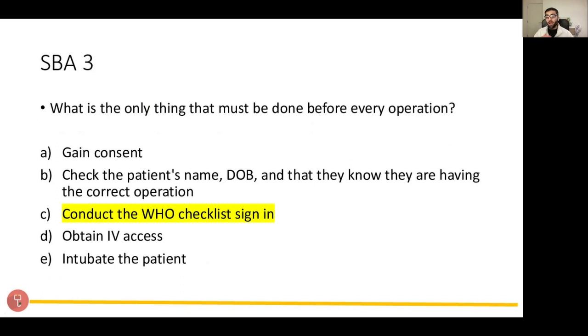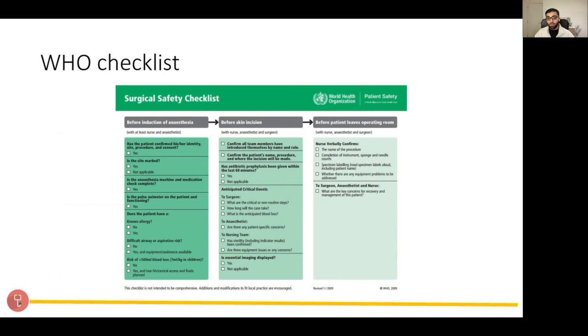But the one thing that's done before every surgical procedure and in every theatre that you'll be in will be the WHO checklist. This is something you'll observe across the world. Even if you guys are off on your electives, you'll still see something very similar being conducted. Here is the WHO checklist. Just be familiar with this. You don't need to know every single point.